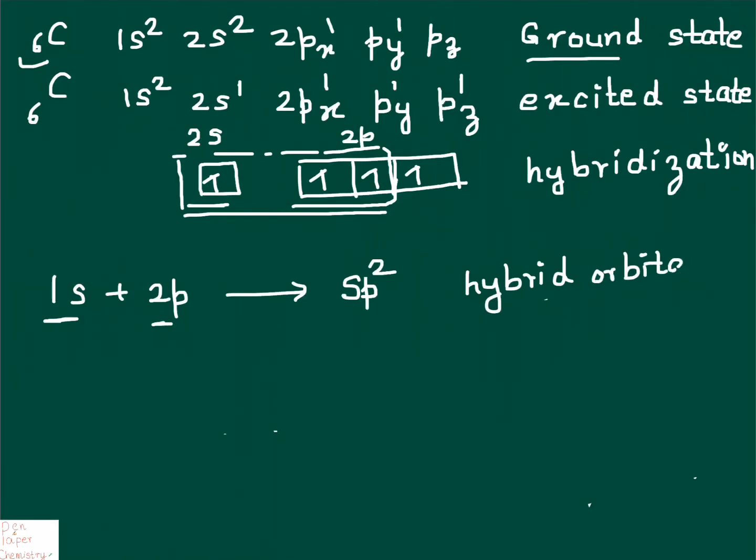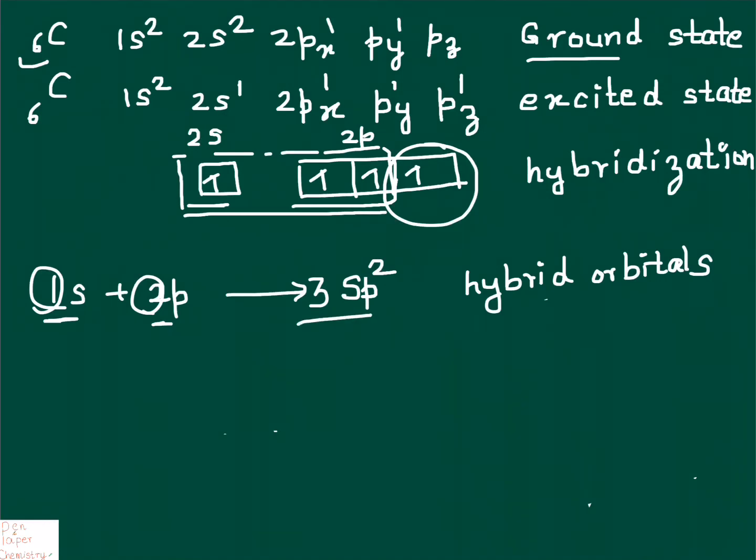And how many of such orbitals will be formed? Again, 1 here and 2 here. 2 plus 1 makes it 3. So, there are 3 sp2 hybrid orbitals. Question: why are we not including the last one? You will see as we advance in the video.